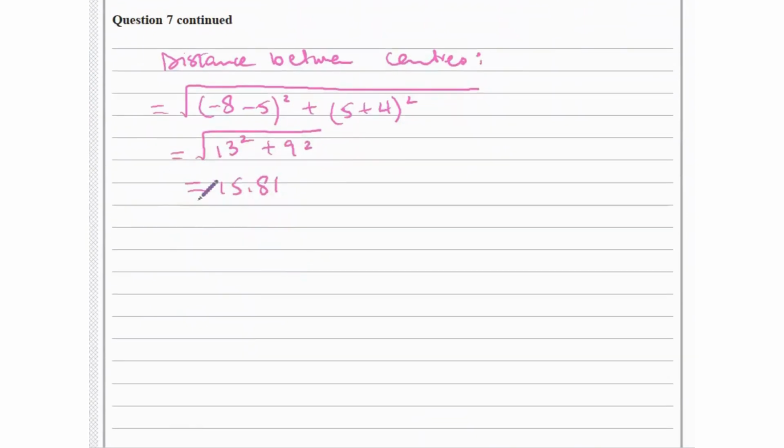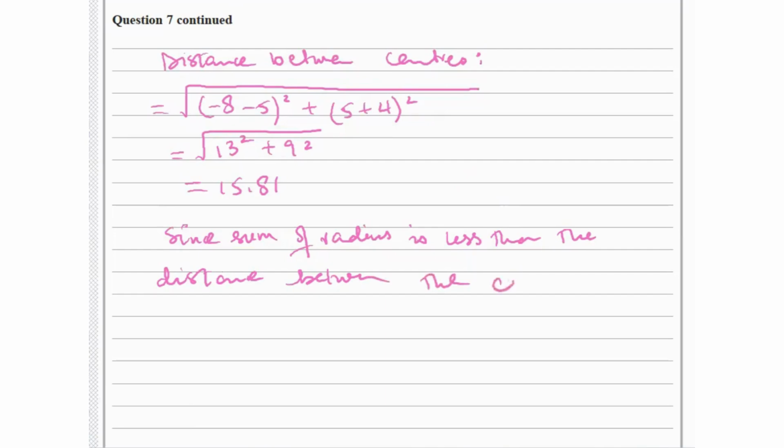So since the sum of radii is less than the distance between the centers, they do not intersect.